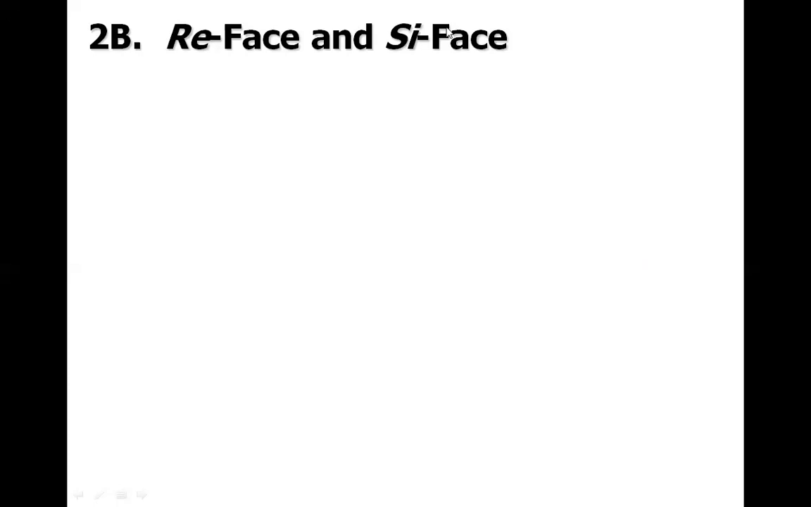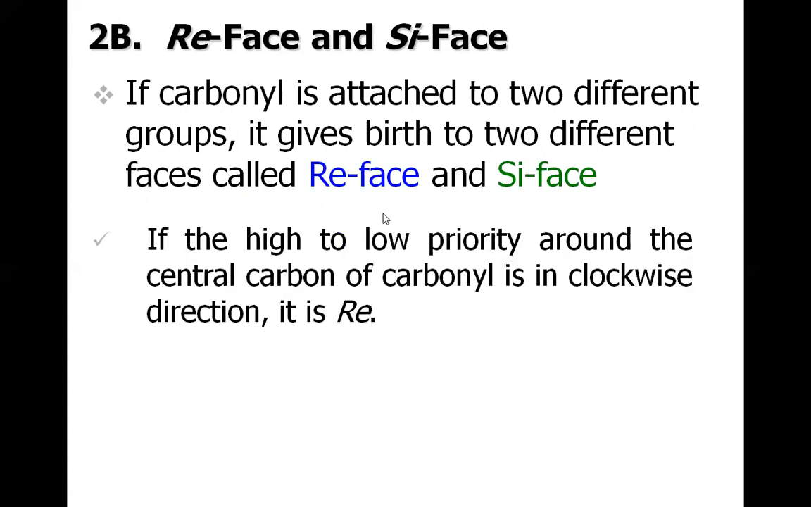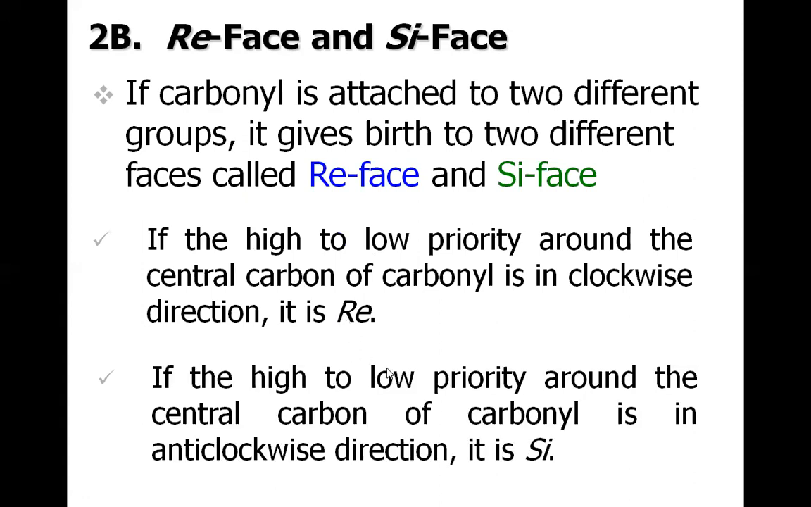We have two more faces called the Re face and the Si face. If carbonyl is attached to two different groups, it gives birth to two different faces called the Re face and the Si face. And what makes the face to be Re or Si? If the high to low priority around the central carbon of carbonyl is in clockwise direction, it is Re, and if it is in anti-clockwise direction, it is called Si.